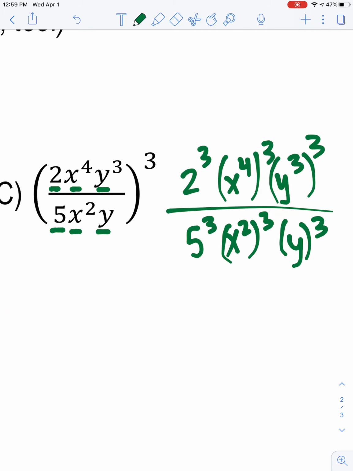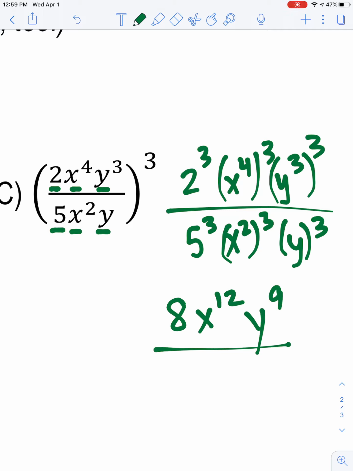Then you can simplify this. So all 6 parts now do have to be simplified. 2 to the 3rd power is 2 times 2 times 2, which is 8. X to the 4th to the 3rd, now we're raising a power to a power where we multiply the exponents. So 4 times 3 is 12. With y to the 3rd, multiplying once again is y to the 9th.